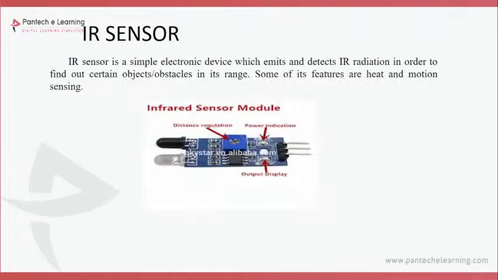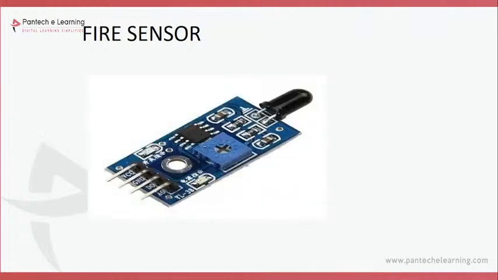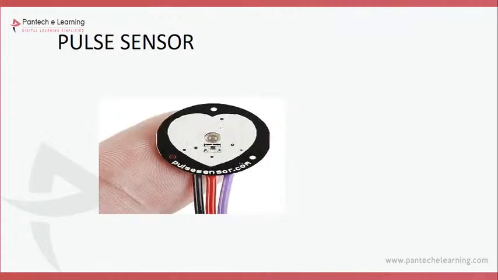This is a fire sensor. The IR sensor and fire sensor look similar, but the fire sensor is only black in color. This fire sensor also works on IR rays and is used to detect fire. This is a pulse sensor for knowing the heart rate, the movement of blood in your body. The pulse sensor is used for checking your pulse.